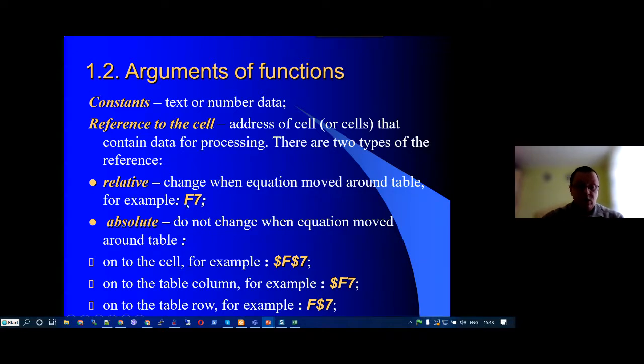In the case of a relative reference, we use a combination of column label and row number. In the case of an absolute reference, we can prepend our address with the $ sign, and in this case we can refer to a specific cell, as you can see, or a column, or only a row. Below these cases are given.